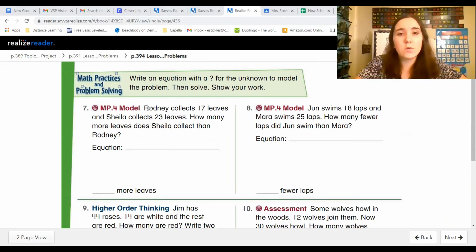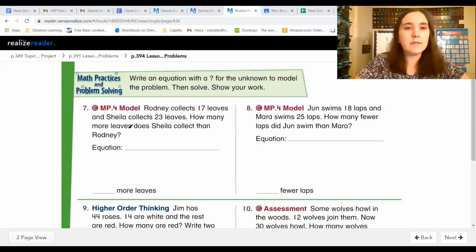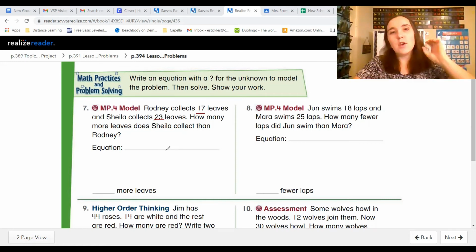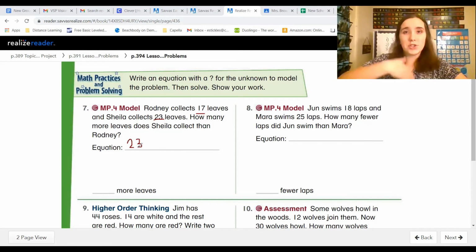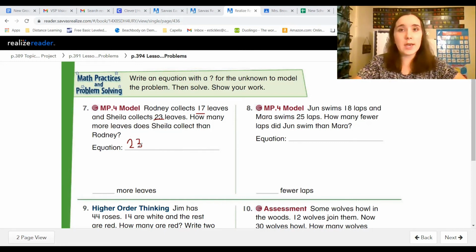So number 7 says Rodney collects 17 leaves and Sheila collects 23. So Rodney has 17, Sheila gets 23. How many more leaves does Sheila collect than Rodney? Ooh, tricky problem. I know that Sheila has 23 leaves. And I know that she has more than Rodney because Rodney only has 17. So I need to figure out how many more does she have? Guess what? You can use addition or subtraction for this. I'm going to do subtraction just because it helps me see it a little bit better.